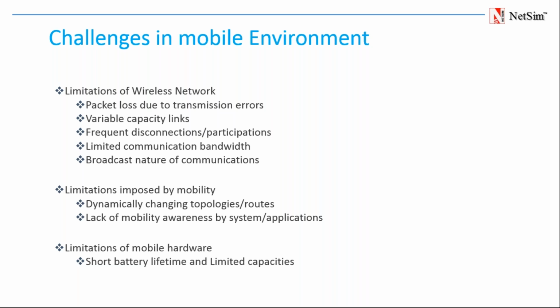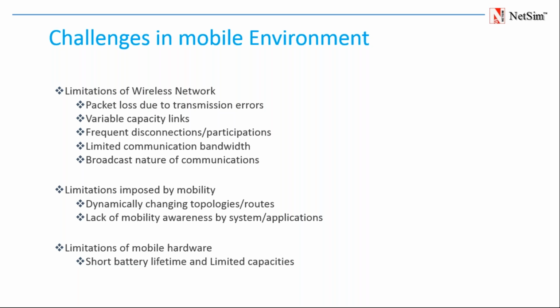So we use this ad hoc network, but it has also some challenges in the mobile environment. These are the limitations of wireless network: packet loss due to transmission error can occur, and some capacity links are variable, so we can have losses from there also. Then frequent disconnection and participation of the devices occur, and limited communication bandwidths are there, and the broadcast nature of communication can also affect our wireless network.